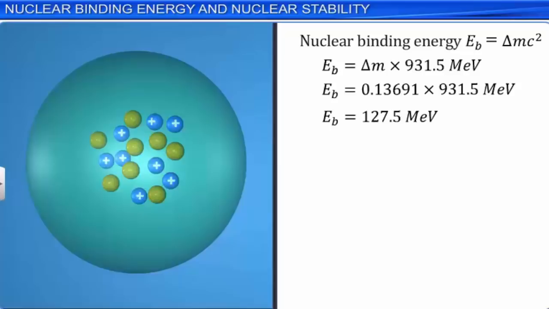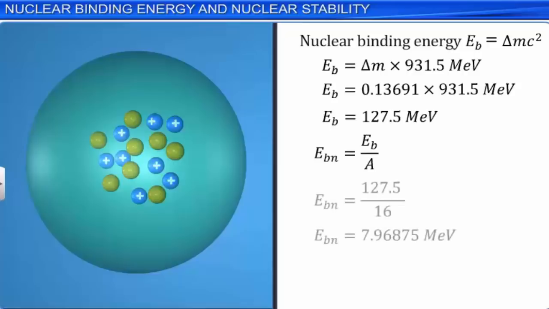The ratio of the binding energy to the mass number A of the nucleus is called the binding energy per nucleon or average binding energy, and is denoted by EBN. EBN is equal to EB by A. Average binding energy is the energy required to remove a nucleon from the nucleus. For the oxygen nucleus, the average binding energy is equal to 7.96875 MeV per nucleon.